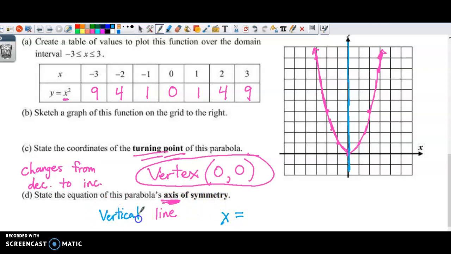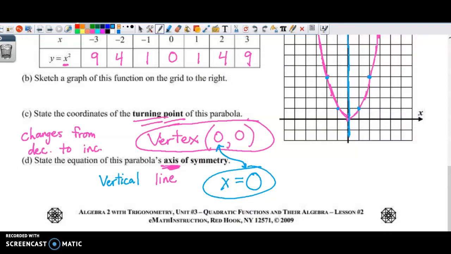Let's write it out. What does it mean to be symmetrical? It means that they're reflected. In this problem, it's reflected across that line. You see how this (-3, 9) is 3 units away, and then this (3, 9) is 3 units away. That's what it means to be symmetrical. And it's x equals 0. Notice that it's the same x-coordinate that passes through the vertex.